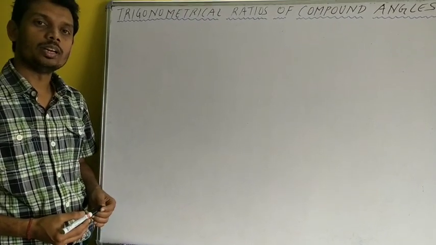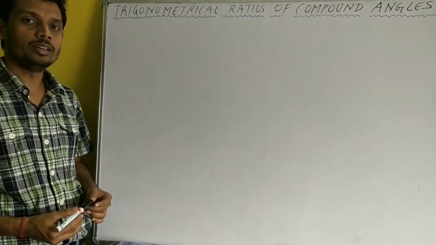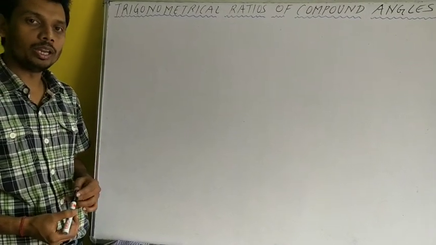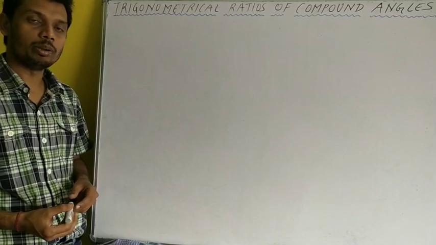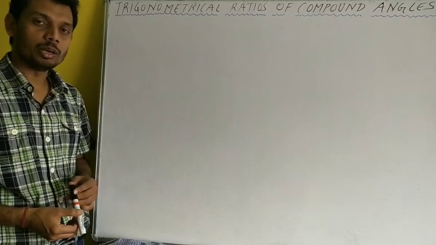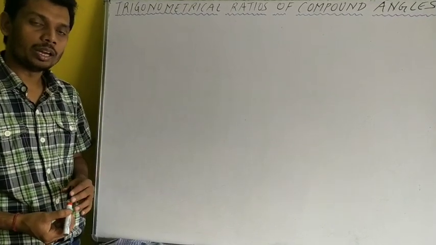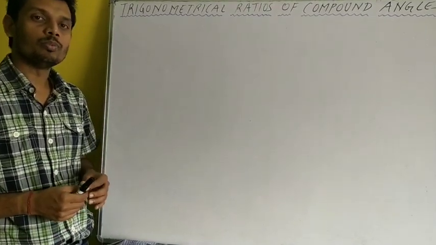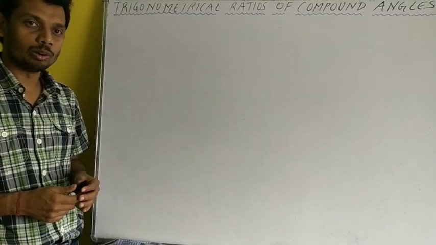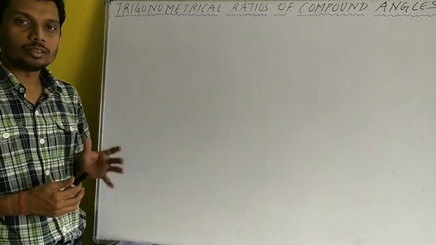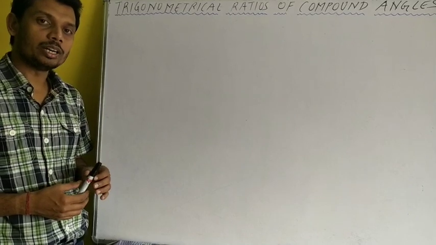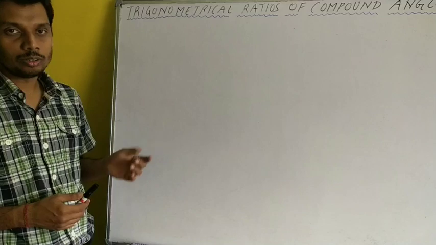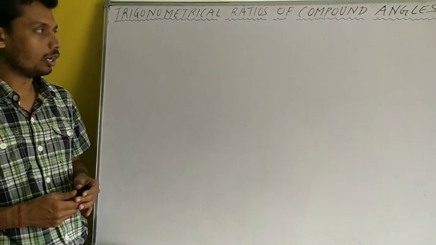Hello students, in the previous video we were discussing trigonometrical ratios of compound angles, and I explained the derivation of sin(a+b), sin(a-b), cos(a+b), cos(a-b), and I also explained that on the basis of this we derive the other formulas. So today we'll discuss the formulas related to compound angles, and then we'll start with numericals based on all these formulas.